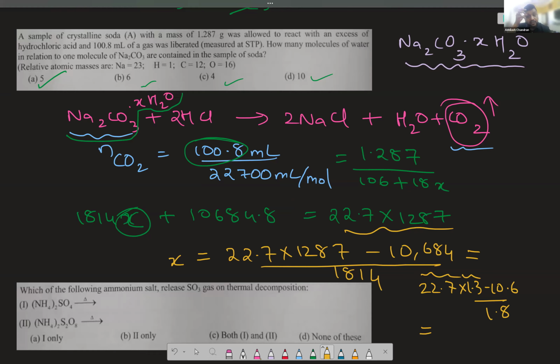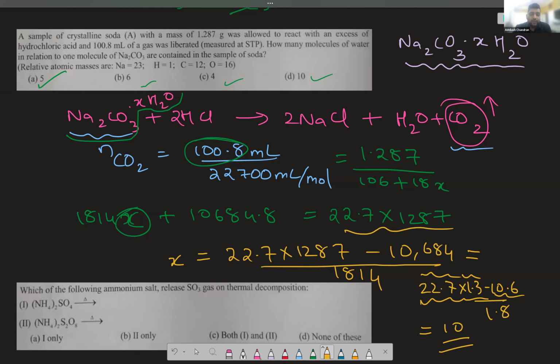22.7 into 0.3 would be around what, 6.9-ish, right? So 22.7, 23 plus 6.9, this is roughly around 30, right? So 30 minus 10 divided by 1.8. So around 20 divided by 1.8 or something like this is what I'm seeing. So this is very close to 10. I mean, if I'm going to do the exact calculation, I'm going to probably get it as 10.